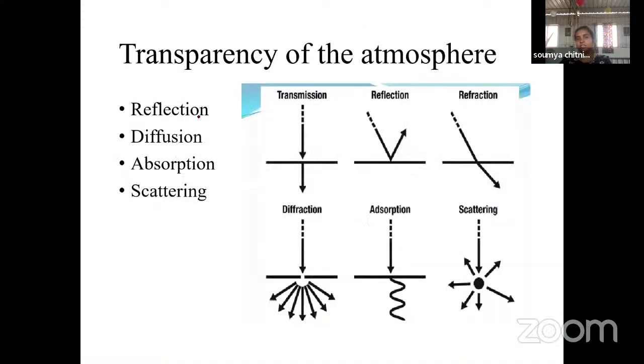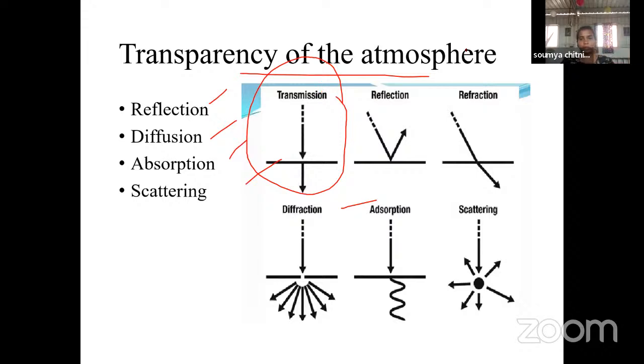And the next factor is the transparency of the atmosphere. Transparency means whether any particles, dust particles or other particulate matter are present in the atmosphere or not. When such particles are present, it leads to reflection, diffusion, absorption, scattering, or diffraction. Transmission is something which moves through the particle.